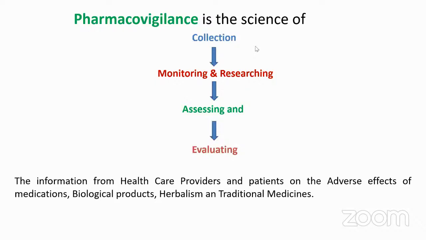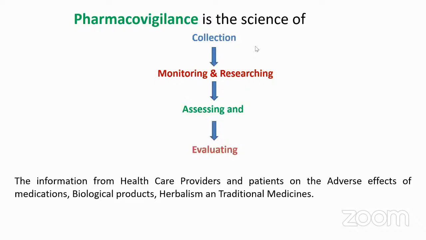So this is collection. Initially, what will we collect? We'll collect the information from healthcare providers and patients. Do you know who the healthcare providers are? HCPs. Who do we call healthcare providers? Hospitals, nurse, pharmacist, doctor. Very good. Healthcare providers include pharmacist, nurse, physician, and all the roles which are in health science.